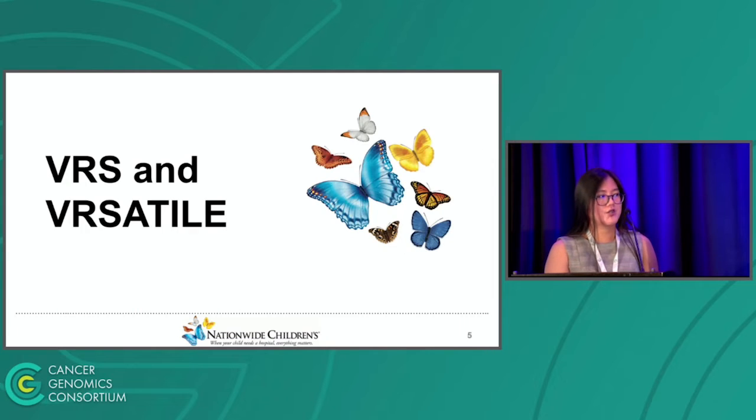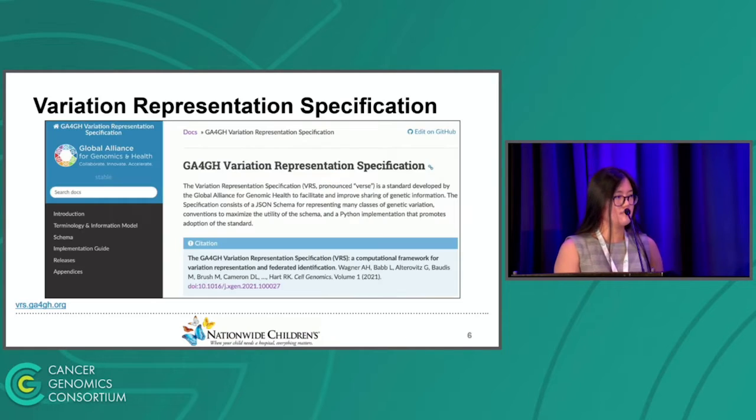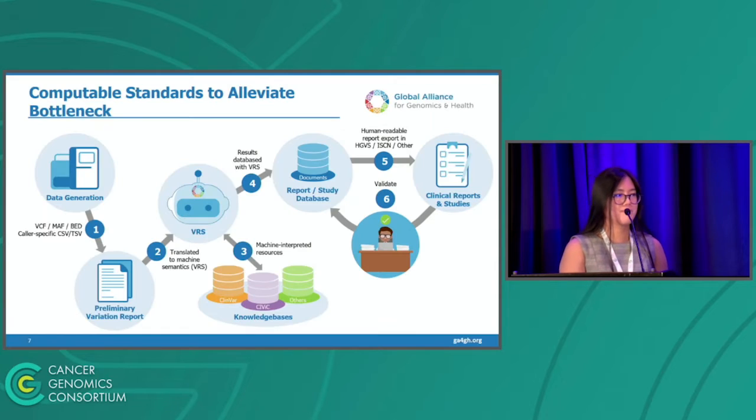Now that I've introduced you to the problem, I'm going to introduce you to VRS and VRSATILE frameworks, which can help solve this problem. The Variation Representation Specification, or VRS, is an open specification to standardize exchange of variation data. It provides models for representing systemic and molecular variation, an algorithm for generating globally unique computed identifiers, and a fully justified allele normalization algorithm. And all of these allow for a way to represent semantically precise and unambiguous representations of variation.